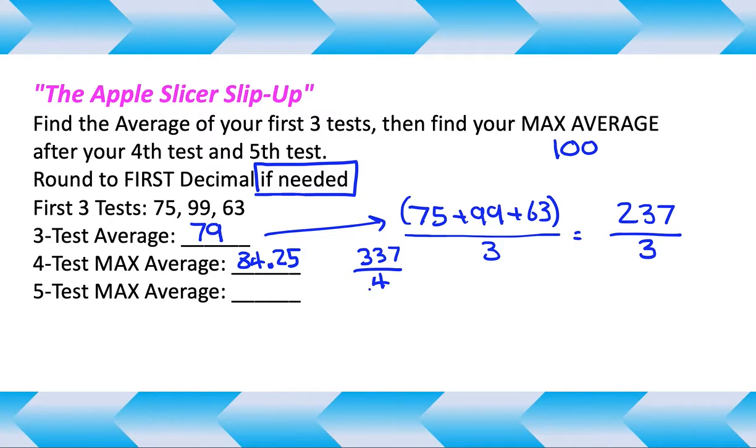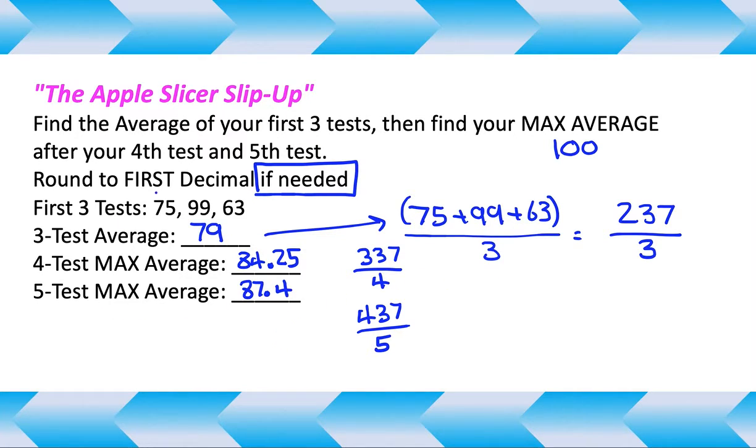Now let's do the fifth test. So you score 100 points again. So your 337 now becomes 437. You just keep knocking these out the park. Be careful, you've now taken a fifth test. So 437 divided by 5 tests, holy cow, is going to get you to an 87.4. Look at that. Isn't that nice? So you jump from a 79 to an 87.4 in 2 tests. That's pretty darn good, kids.